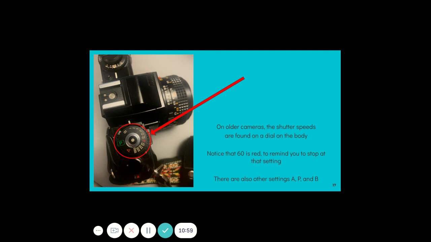There's also other settings here. B, which is a setting for bulb, P for program, and A for aperture priority. Some people think that's automatic. It's not, but it's sort of a half automatic setting, but A stands for aperture priority. Each of these numbers dials in and clicks in and lines up with that little white mark there closer to the inside of the camera, and that's where your camera is set.